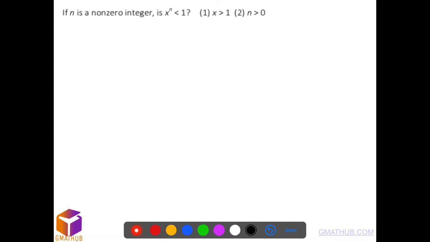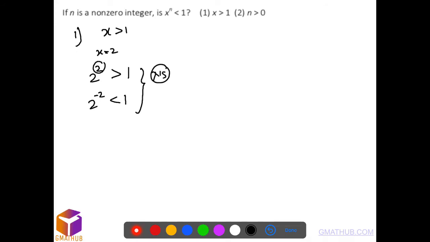n is a non-zero integer. Is x raised to power n less than 1? First statement, x is greater than 1. So let's say x is equal to 2. 2 raised to power 2 will be greater than 1. 2 raised to power minus 2 will be less than 1. Not sufficient. The exponent can be positive, negative, anything.